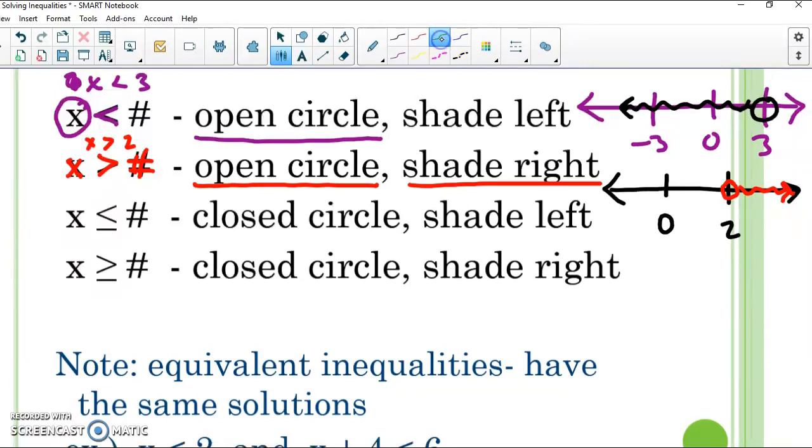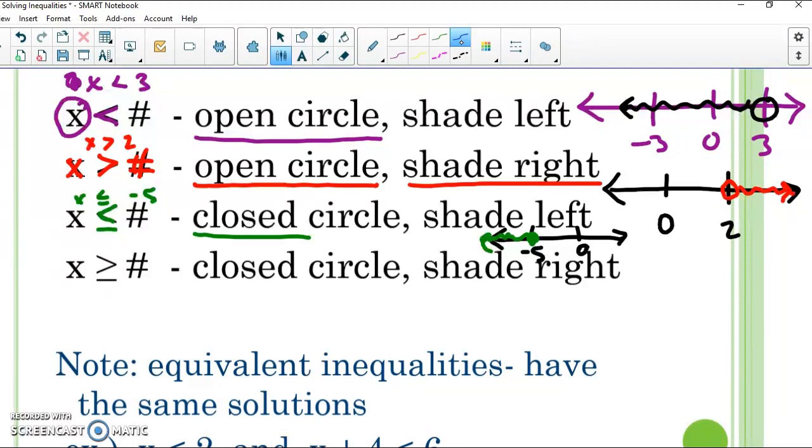So the only difference with these next two is that when I use the less than or equal to symbol or the greater than or equal to symbol, now I'm going to use a closed circle. So if I wanted to say that x is less than or equal to -5, then on my number line, I'm running out of room here, we'll do it right here. If this is 0 and this is -5, then I'm going to put a closed circle at -5, and I'm going to shade everything to the left.